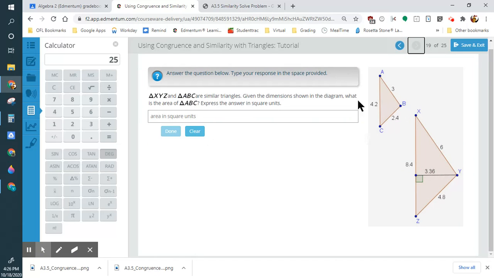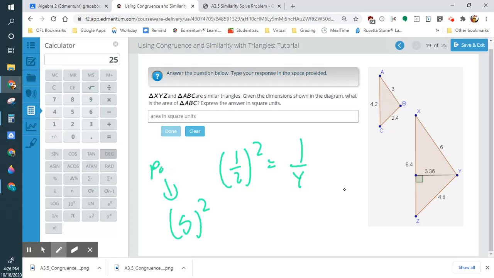So if we take a look at this one, let's calculate the area for this, and we notice that this triangle is half of this triangle. That means we're going to take half, squared, which means it should be 1/4. Because it's the proportion of the sides, and then we square them. Okay, so the proportion of sides is 1/2, so it's 1/4.